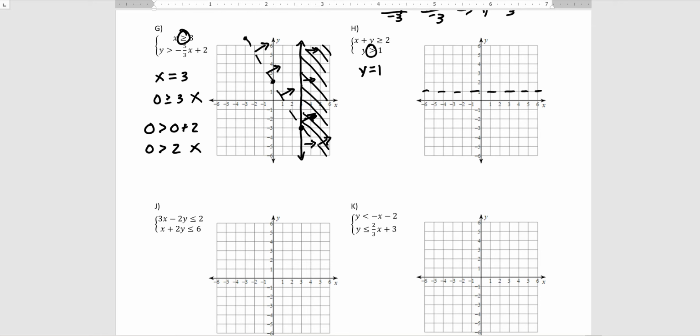And if I plug in 0, I get 0 is greater than 1. Is that true or false? That's totally false. So this will shade above this dashed line.